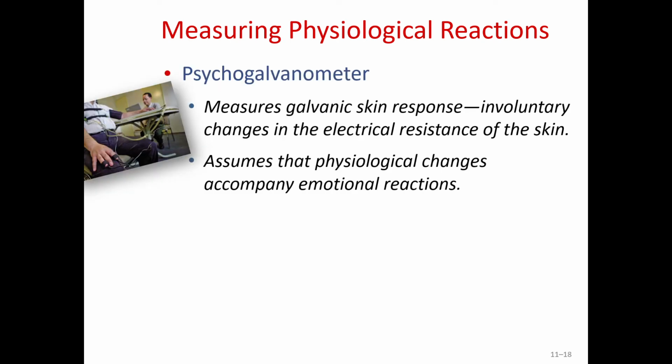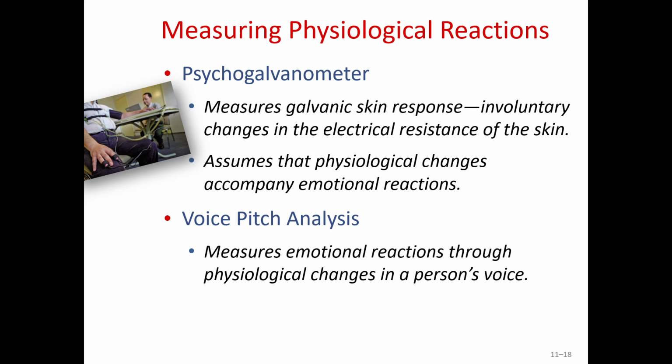Another one is psychogalvanometers. They measure the galvanic response, a measure of involuntary changes in the electrical resistance of the skin. This device is based on the assumption that psychological changes, such as increased perspiration, result from emotional reactions to advertisements, to packages, and to different slogans.